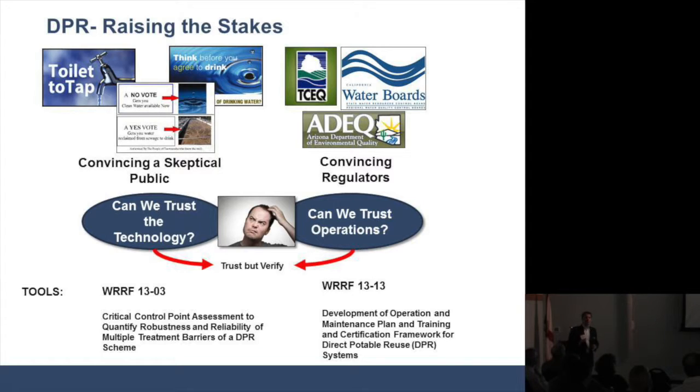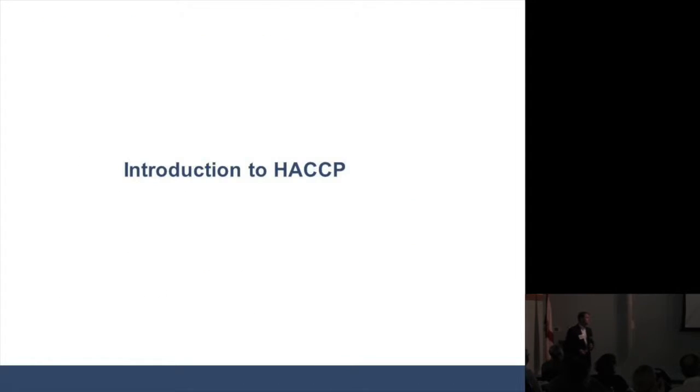So we're really talking about raising the stakes. We're taking out the environmental buffer, we're going straight into distribution systems and drinking water plants. We're raising the stakes here. And so we have two projects. Really only going to talk about this one on the left, the critical control points. That's evaluating how you trust the technology. But we're also looking at how we trust operations. What are those things that we need to have in place to make sure that they're prepared.